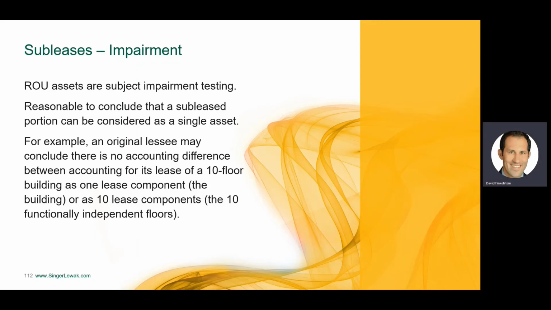For impairment considerations, the right-of-use asset is still subject to impairment testing. It could be reasonable to conclude that a sublease portion can be considered a single asset. For example, the original lessee may conclude there is no accounting difference between accounting for its lease of a 10-floor building as one lease component, which is basically considered the building, or 10 separate lease components, being the 10 functionally independent floors, depending on how the sublease is arranged.